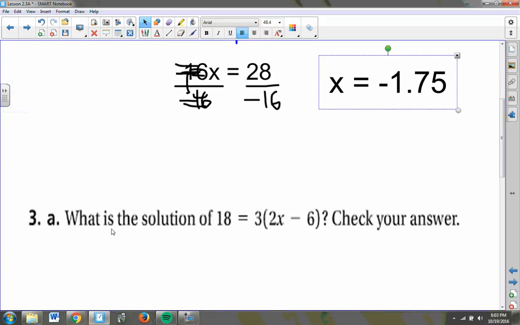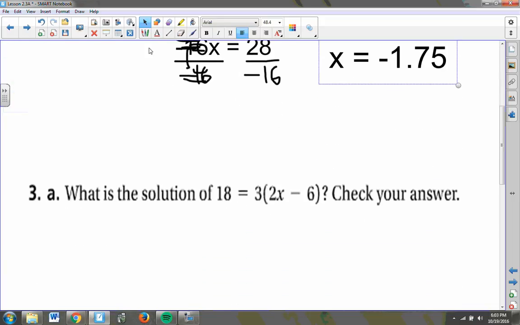Let's take a look at this example. I'd like you to try this one, where I give you 18 equals 3 times, in parentheses, 2x minus 6. So the first thing you need to do is the distributive property, and then solve for x by undoing the subtraction, undoing the multiplication. Pause the video for a couple of seconds, a couple minutes, take a look at that problem, then come on back when you have a solution for x, and I'll show you what we should get.